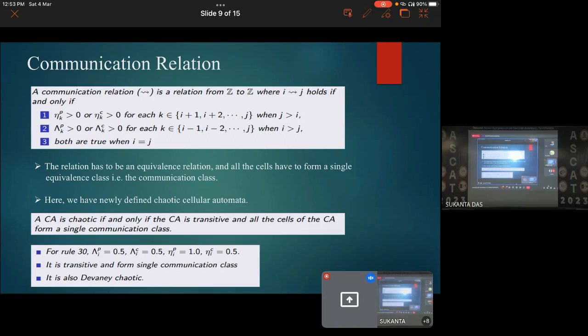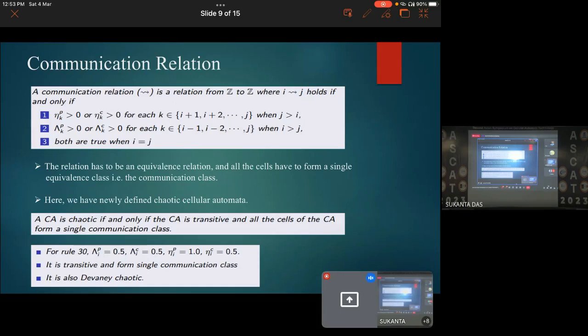That is why, to be a chaotic cellular automata, we need to have communication among all the cells. That means this relation should be an equivalence relation, and all the cells should form a single equivalence class. We name it the communication class, and we have newly defined chaotic cellular automata, apart from Devaney's definition, as: a CA is chaotic if and only if the CA is transitive and all the cells of the CA form a single communication class.